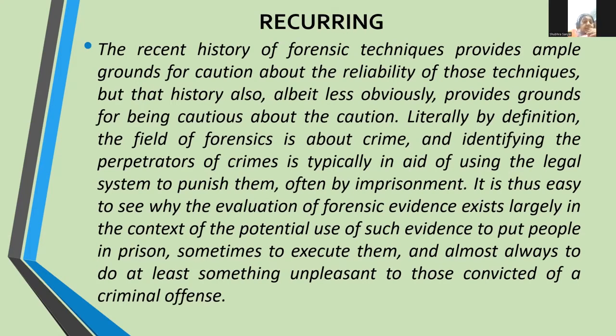Recent history of forensic techniques provides ample grounds for caution about the reliability of those techniques, but that history also, albeit less obviously, provides grounds for being cautious about the caution. Literally, by definition, the field of forensics is about crime, and identifying the perpetrators of crime is typically an aid to using the legal system to punish them. It is thus easy to see why the evaluation of forensic evidence exists largely in the context of potential use of evidence to put people in prison, sometimes to execute, and almost always to do at least something unpleasant to those convicted of a crime.